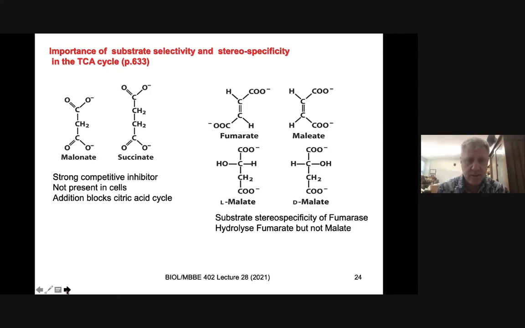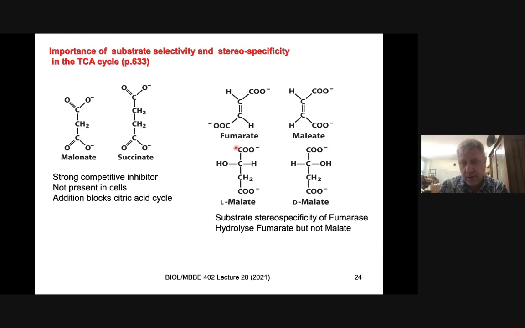In this case, we have malonate, which is basically a very strong competitive inhibitor because it looks like succinate, just shortened by a carbon constituent in the middle. It still has the capacity to bind to the enzyme and causes inhibition.